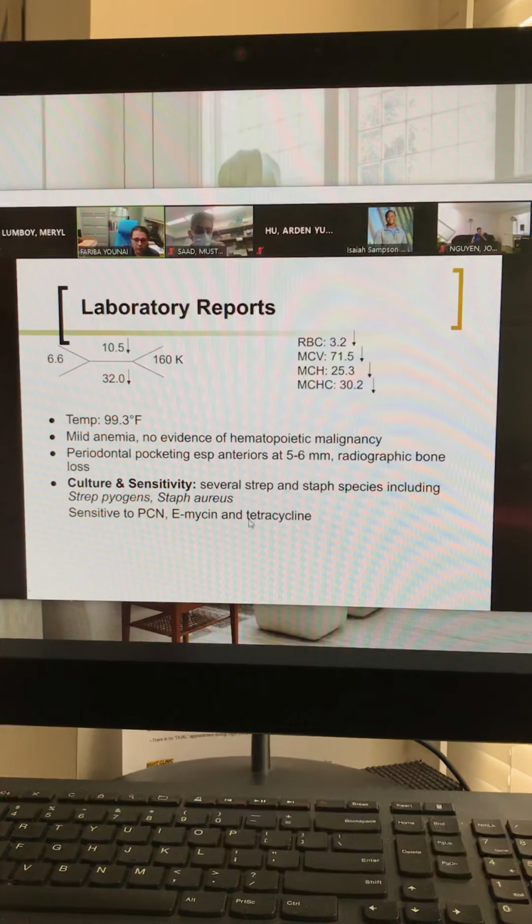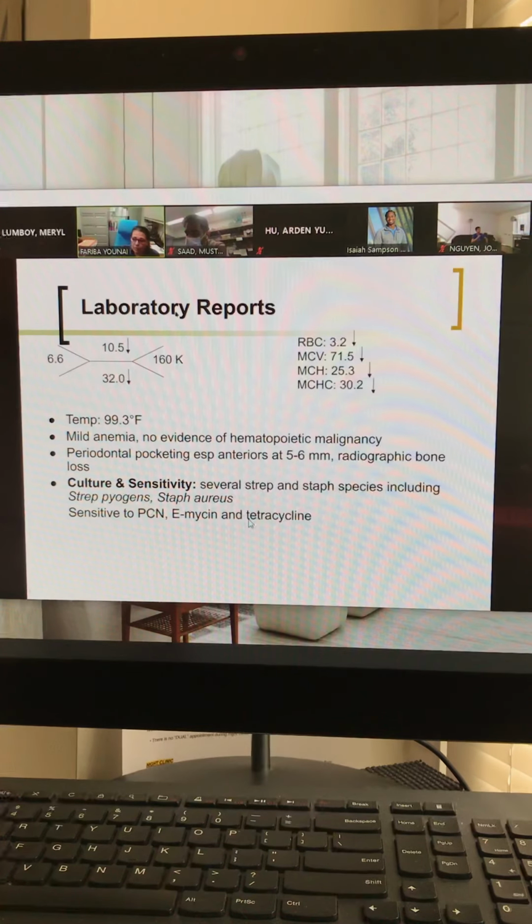So when you look at her numbers, her white count is okay, which is actually good, right? Because if she had any form of hematopoietic malignancy with white cells, you would expect the white count to be elevated. And I didn't give you the differential count. Usually when you have an elevated white count, you look at the differential count to see what population has expanded. Is it the neutrophils? Is it the lymphocytes? But her white count is okay.